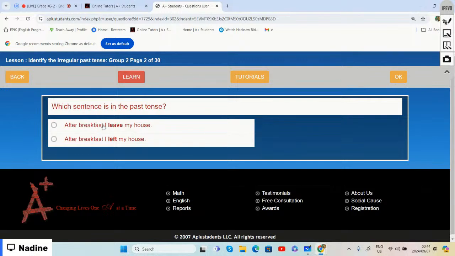All right. After breakfast, I leave my house. Or after breakfast, I left my house. Which one is correct? After breakfast, I leave my house. Or after breakfast, I left my house.